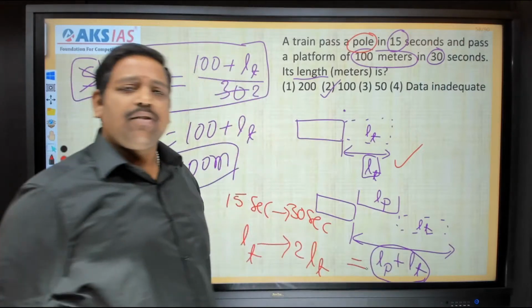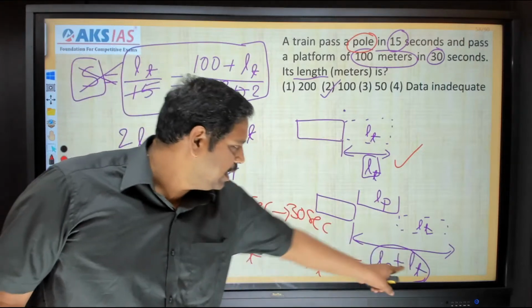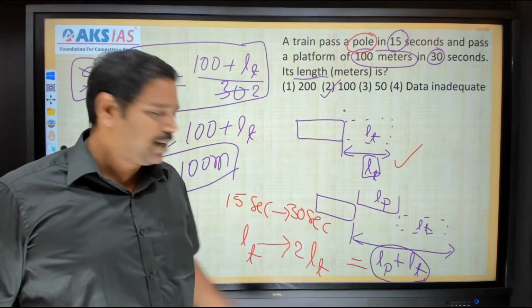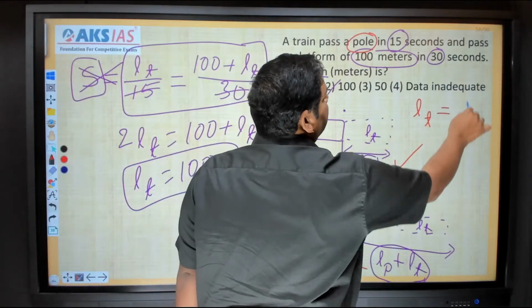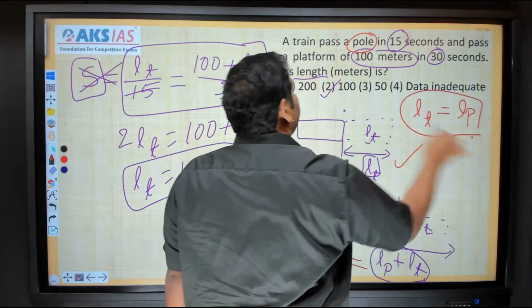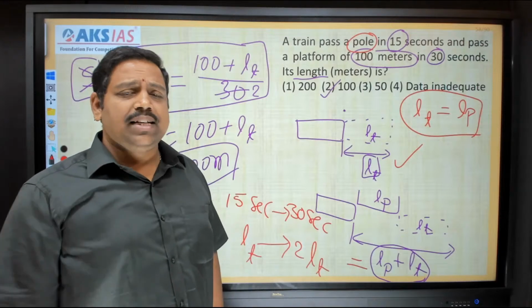Equate both. Then move the LT this side. So 2LT, this is LT. Move this side. LT is equal to LP. That is the important point. The length of the train is equal to the length of the platform. So happily the answer is 100 meters. This is the way that we should work out. Right, now let us see the next question.